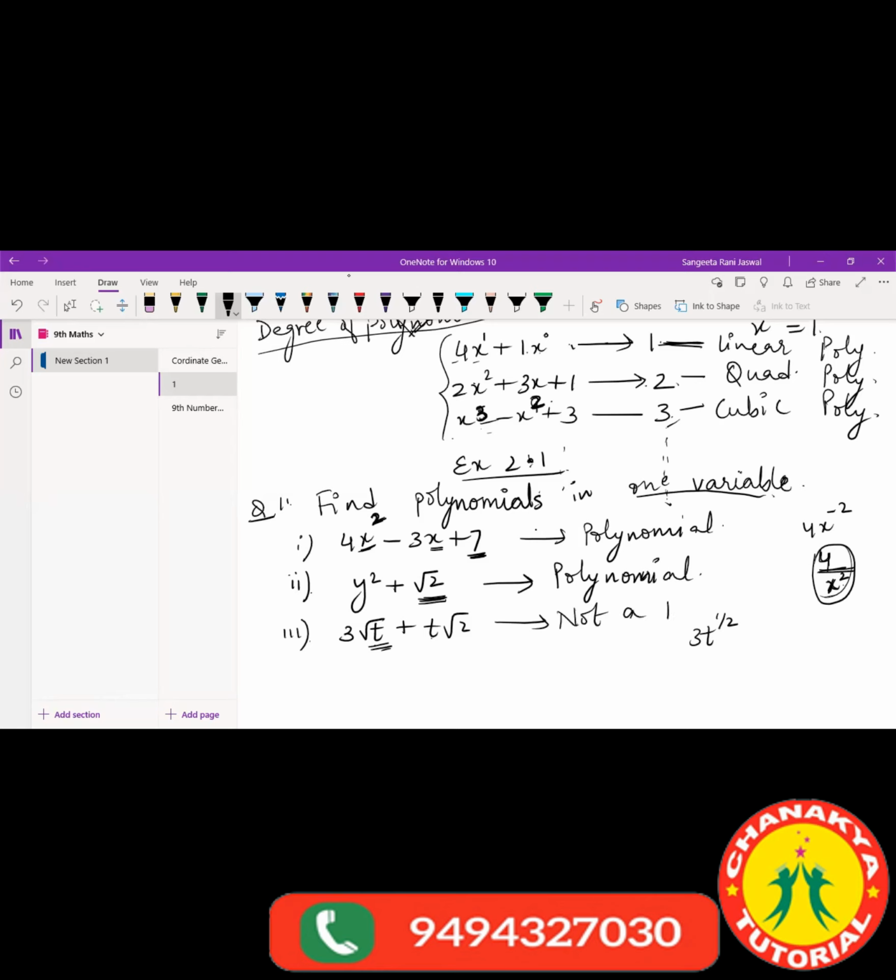I hope you are understanding. Ma'am, it's not a polynomial because it's 3 root t, right? Because it is root over t. Okay, ma'am.